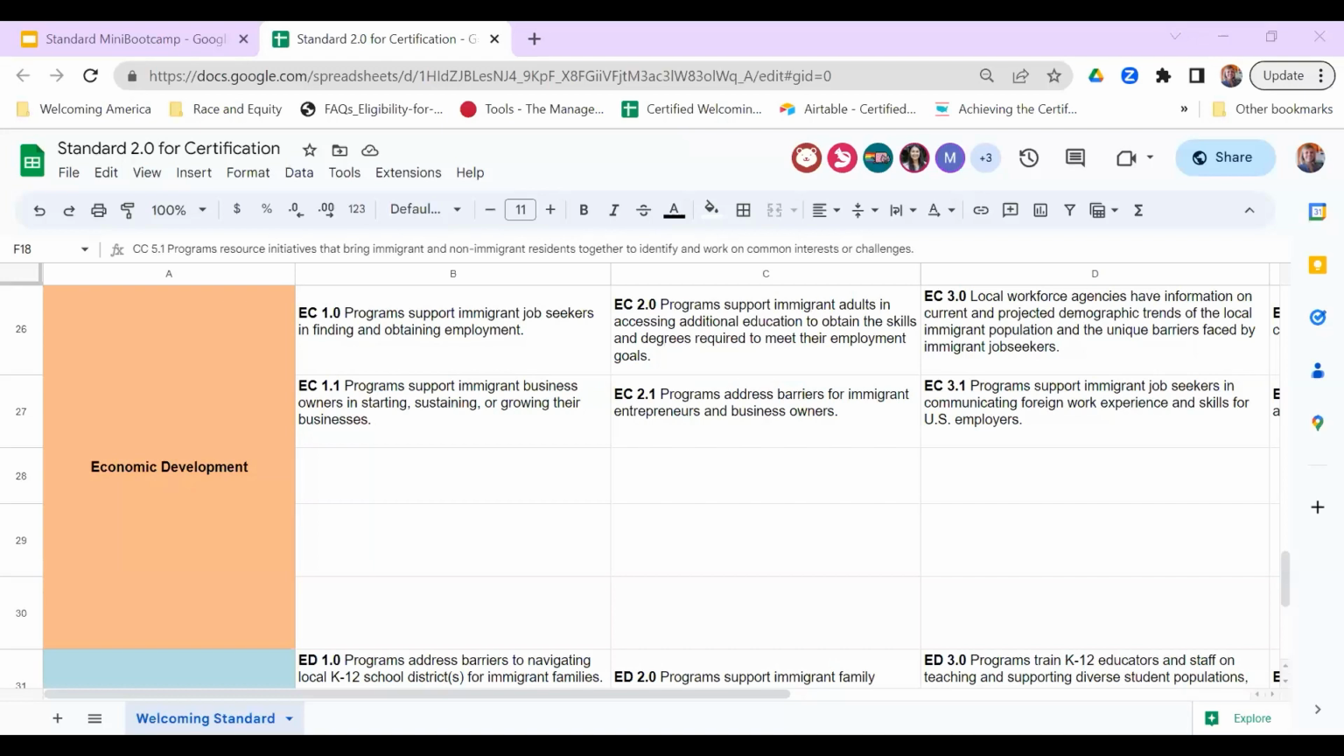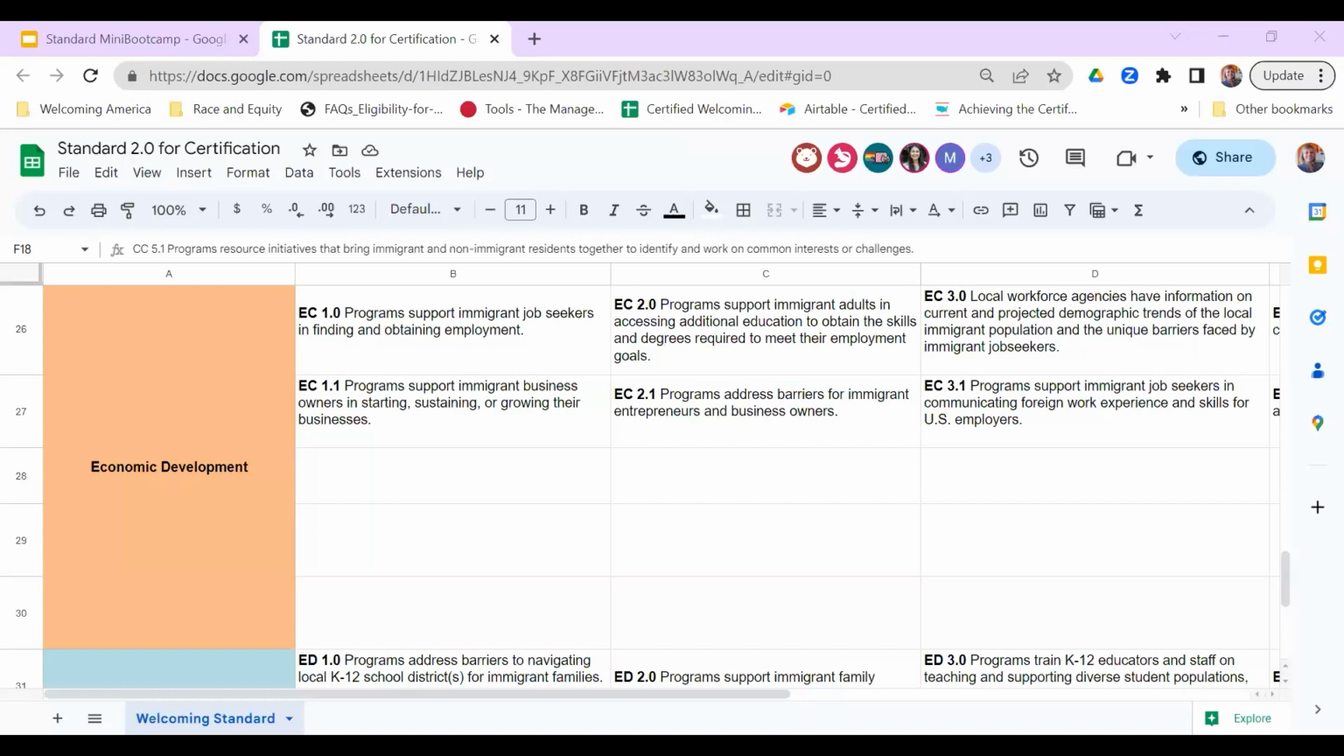Those will often meet it, but there needs to be some ability to demonstrate that intention in reaching your immigrant residents as well. For 2.0, we have programs supporting immigrant adults in accessing additional education to obtain the skills and degrees required to meet their employment goals. Typically, we'll see a community college filling this in a lot of places.